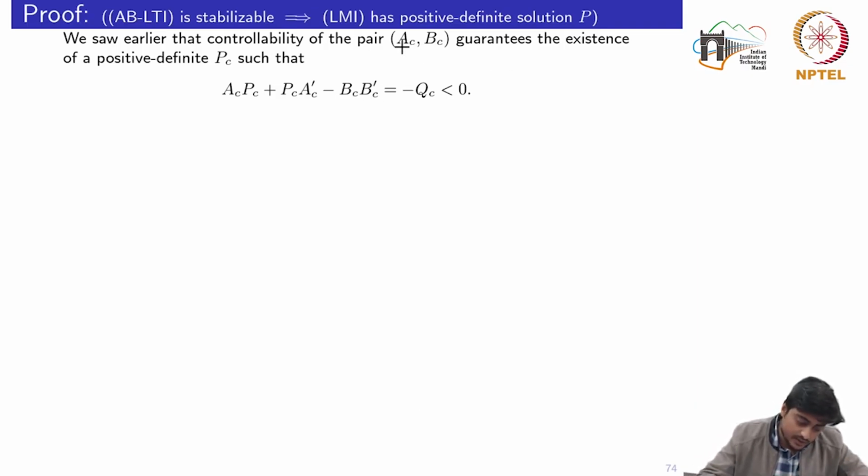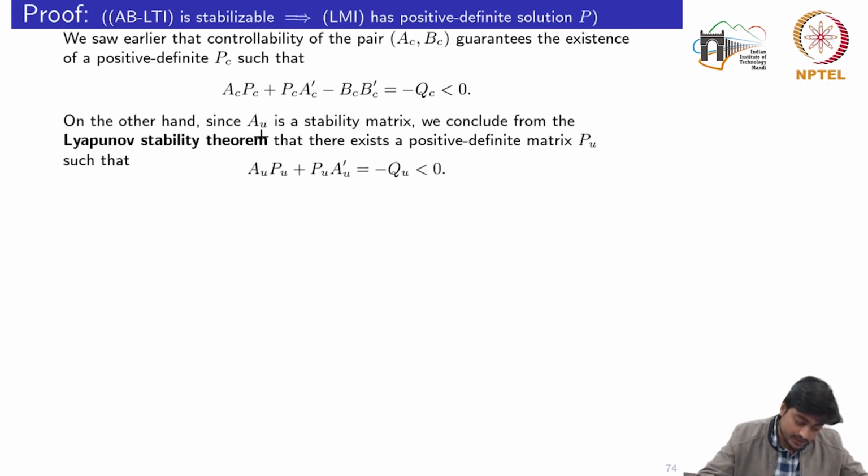First of all, from the controllability of the pair AC and BC, we have this Lyapunov equation in the context of controllability. This is one of the results, where we have this BC transpose. Okay, and PC is a positive definite solution satisfying this equation.